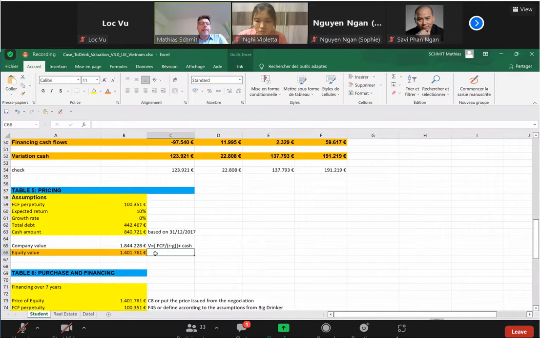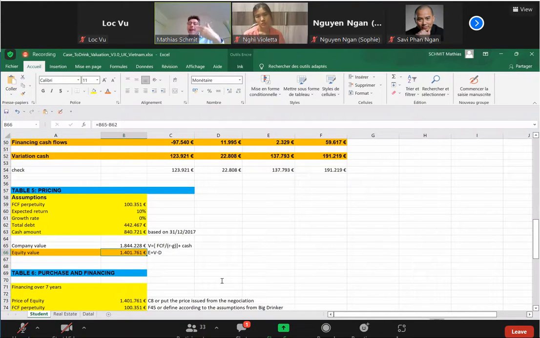And the value of equity is the value minus the 1.4. 1.4 million is the price estimated. Okay. Is the price estimated. And then now it's the price that you have in mind, you as a buyer.